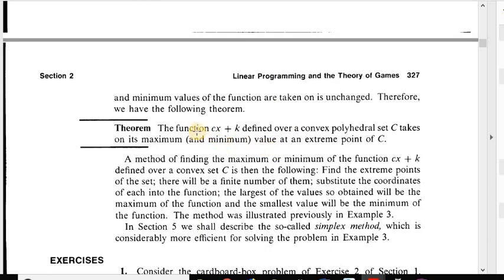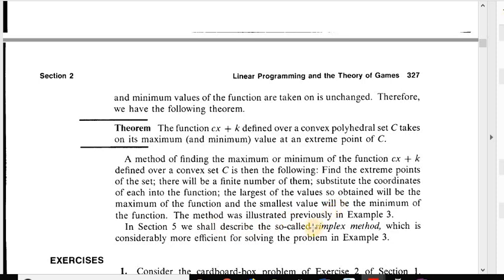So we have the same result for this function cx plus k. That if you have the linear expression cx and then you add a k, then the maximum or minimum value of this function will also be at an extreme point of C. Right. Now the method for finding the maximum or minimum value for this function is similar to the other one. Go through all the extreme points, find the extreme value, and that will be the extreme value for the entire convex set. Okay.